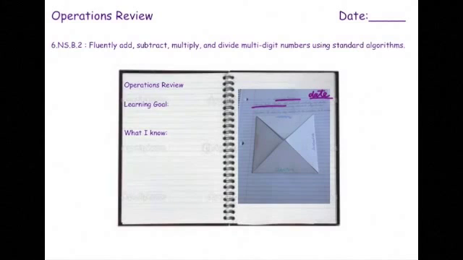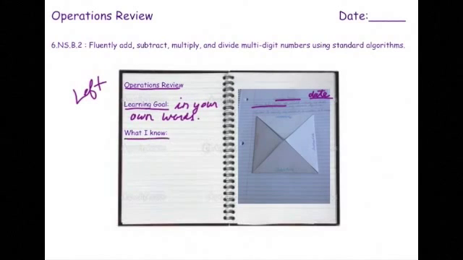On your left side page, remember, you do want to make sure that you've rewritten the title, you've written the learning goal in your own words. Also, you want to write about what you already know in terms of operations. And in order to do this, think about the Common Core standard. Think about fluently adding, subtracting, multiplying, and dividing multi-digit numbers. Multi meaning more than one.